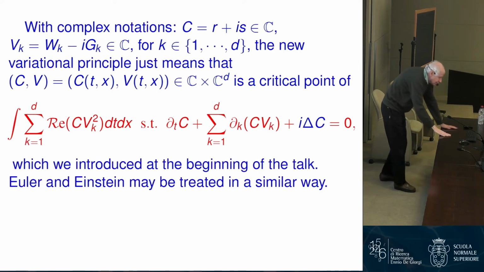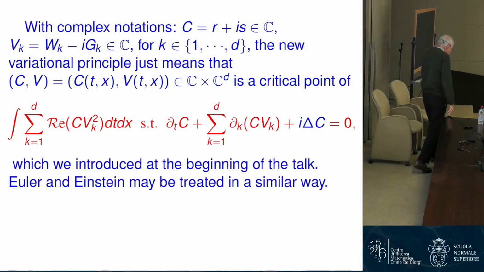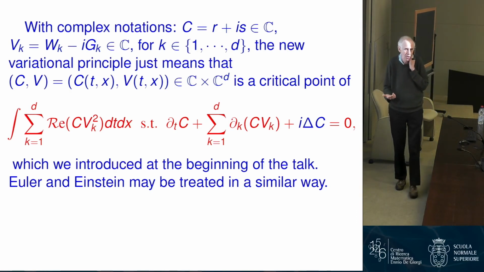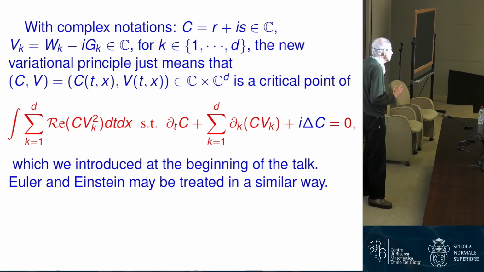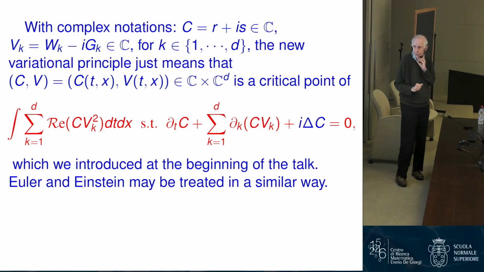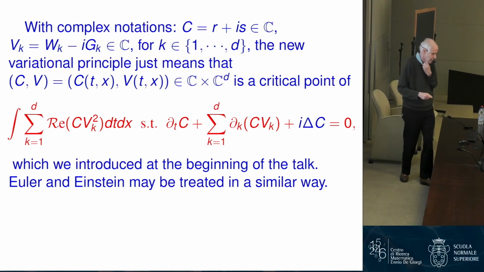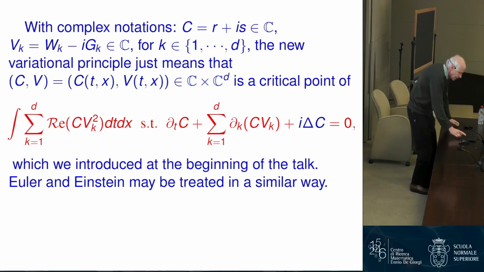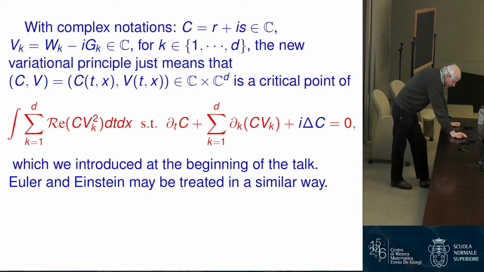And of course the same technique works for Euler, so it's very easy to do it for Euler. For Einstein, it's a little bit more subtle to do it, actually. There are some complications, but it's essentially the same technique. And yeah, I think that's the end.